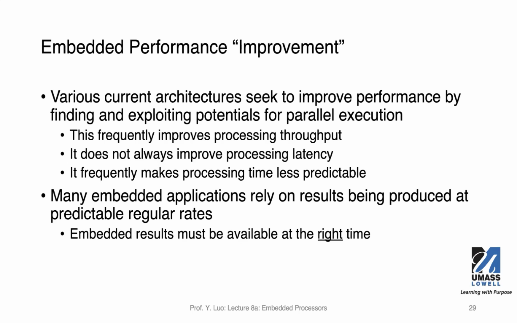One other point is that many embedded applications rely on results being produced at predictable regular rates. So the result must be available at the right time. This is especially true for real-time systems. When we define a real-time system, we're saying that if you get this input signal, you have to finish processing within 500 milliseconds. So that's one example of how you define this constraint.